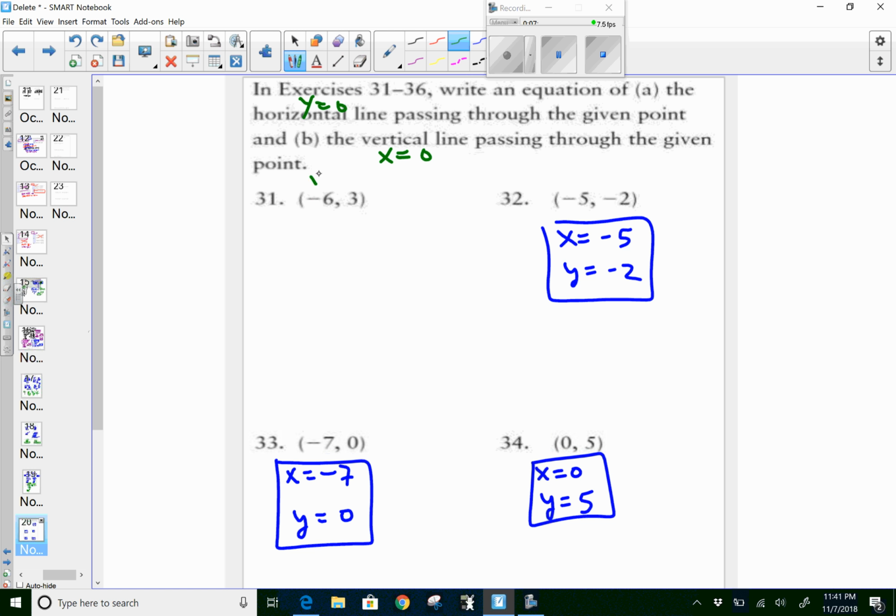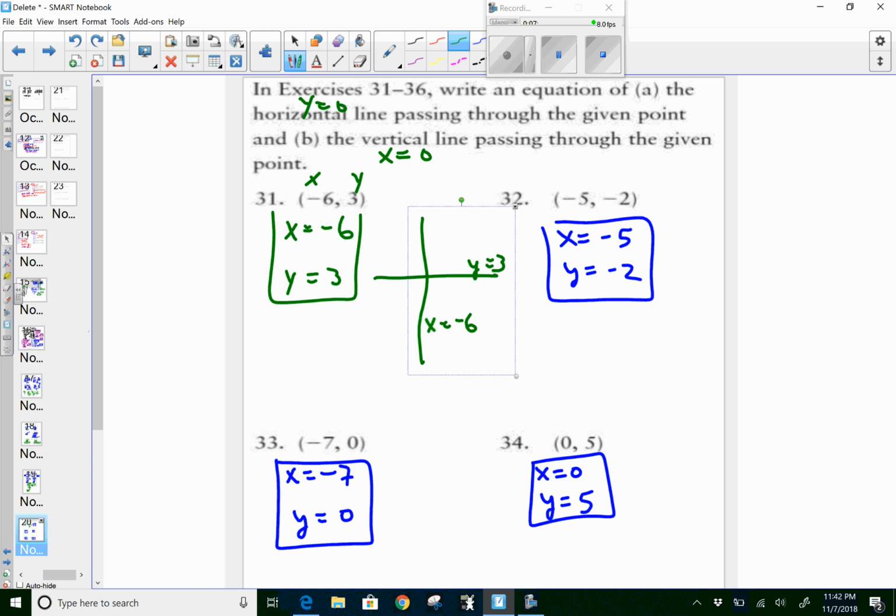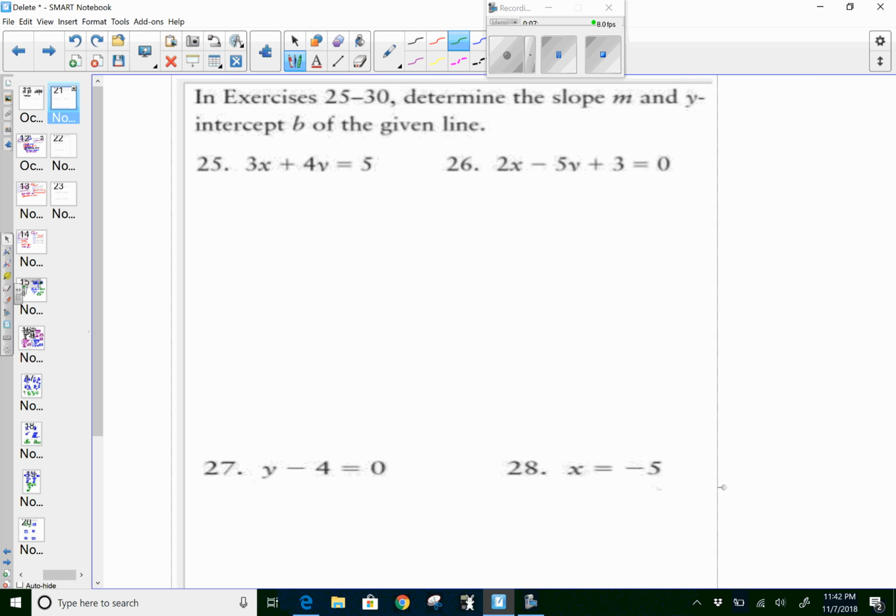So you have, this is your x. So x is equal to negative 6 is what your vertical line is going to look like. Here is our y, so y is equal to positive 3 is what our horizontal line is going to look like. So there's going to be a horizontal line at y equals 3, and a vertical line at x equals negative 6. So there's our two answers. These are very similar. I just put answers down. Okay, moving on to the new things.